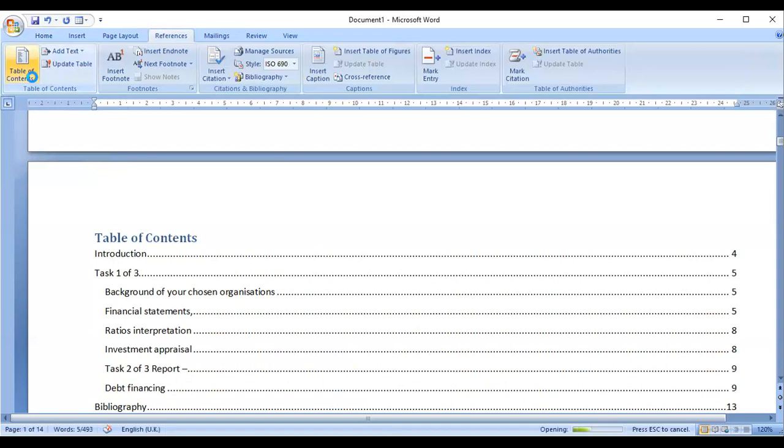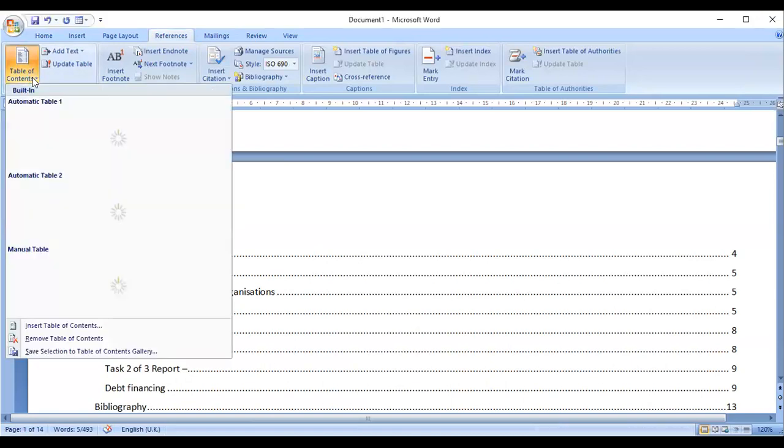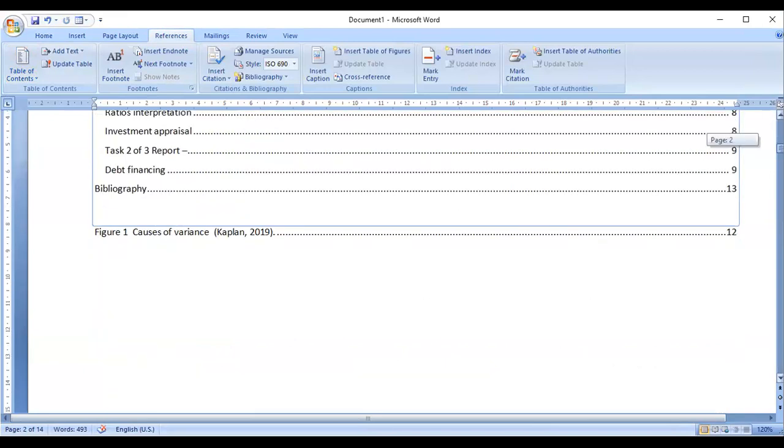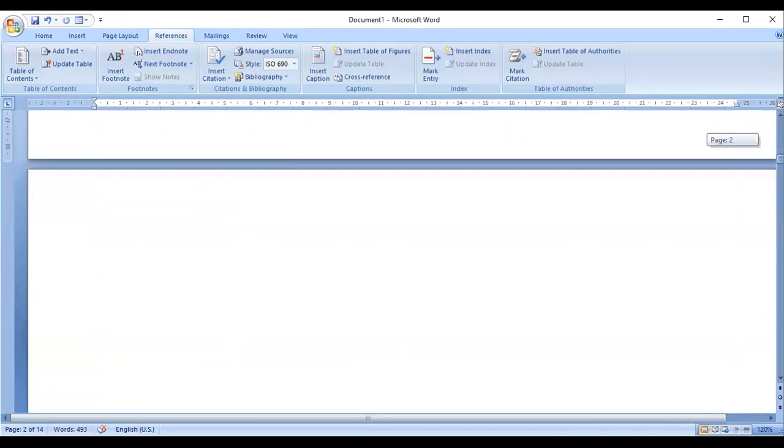That's the way we can prepare our table of contents. So please make sure you do that for your financial management assignment. I'm just updating this, and that's the way we can create our table of contents. If you have any questions, you can ask.